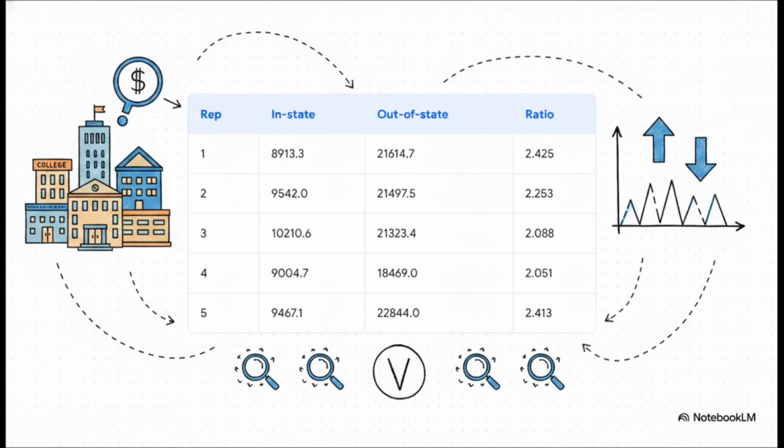Let's ground all this resampling theory in some actual real-world data from example 9.3. Say we want to estimate the ratio of out-of-state tuition to in-state tuition. Instead of doing any calculus, we pull 5 independent simple random samples of 10 colleges each. Notice how for replicate 1, the ratio estimator is 2.425, but if you drop down to replicate 4, it falls to 2.051. Because we made 5 independent draws, we're naturally going to get slightly varying tuition ratios. And here is the secret sauce. The variability between these 5 different estimates is exactly what gives us our variance.